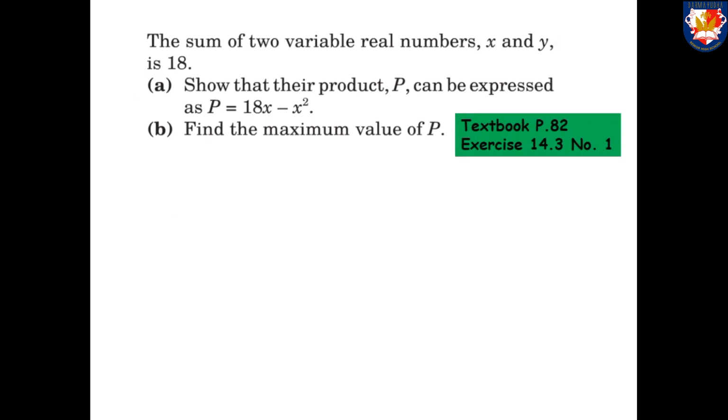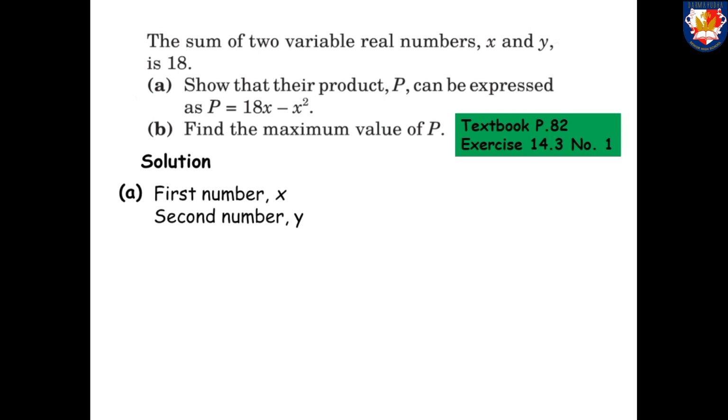The sum of two variable real numbers x and y is 18. Part A: show that their product P can be expressed as P = 18x − x². Part B: find the maximum value of P. So we start with part A. The first number is x and the second number is y, and the sum of the two numbers is x + y, while the product P equals x times y.